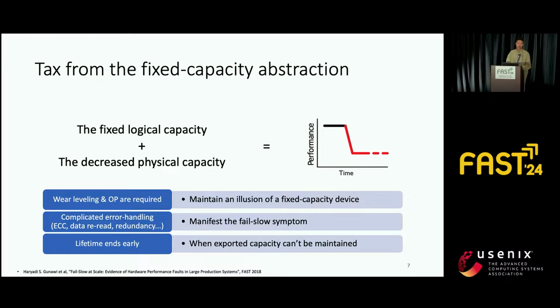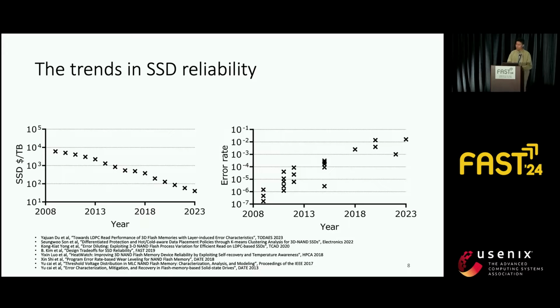Moreover, when the original exported logical capacity cannot be maintained, when too many blocks become bad, the entire storage device becomes unusable. Even worse, SSD manufacturers nowadays typically adopt denser flash memory chips in order to decrease the overall cost and increase the device capacity. The rapid increase in flash memory density has come at the cost of reduced reliability. The figure on the right shows the reported error rates in recent publications, and this trend indicates that flash memory errors are already a common case.